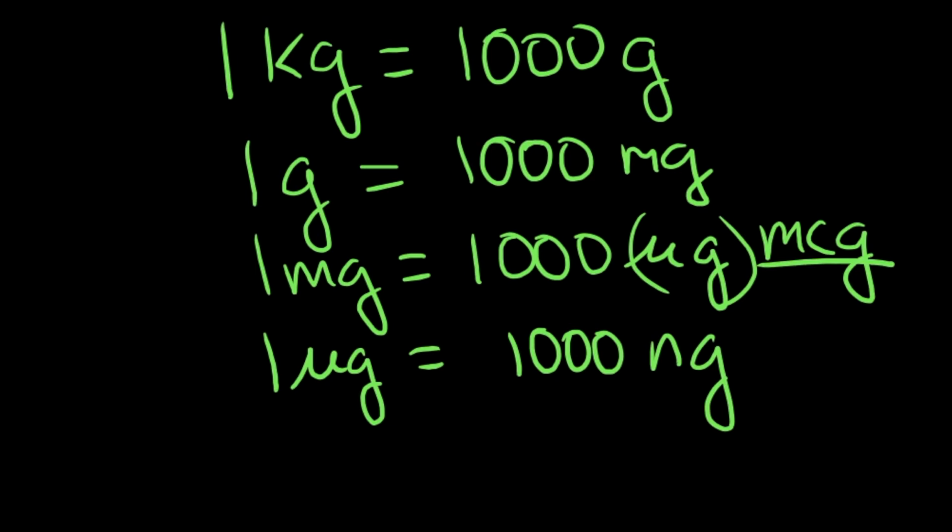Some fast, I guess, nurse jargon you might hear is mics and migs. So you'll say, oh, I need 1 mig, it's 1 milligram. I need 1 mic, that's 1 microgram. So these are really commonly used in pharmacy. So it's important to know these conversions, commit them to memory.